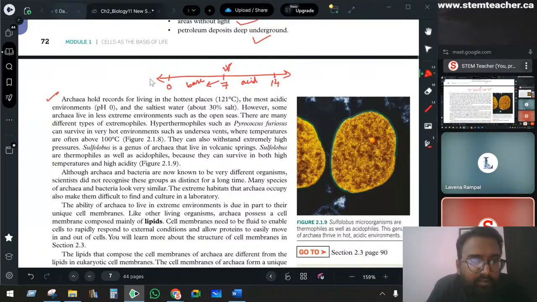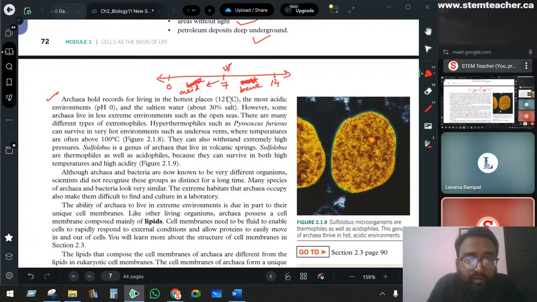Is less than 7 acidic? I think less than 7 is acidic, and above 7 is basic, or base. So in the most acidic environment, where pH is 0, they will still be sustained.